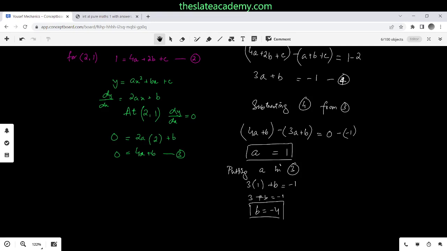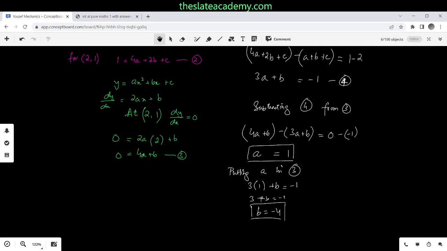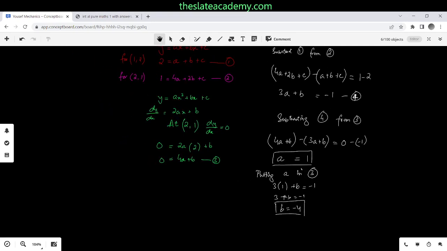Alright, and then you just put those equations back into number one. You can work with any equation. Any equation would do, but since I'm looking for c, I'll put a and b in 1.